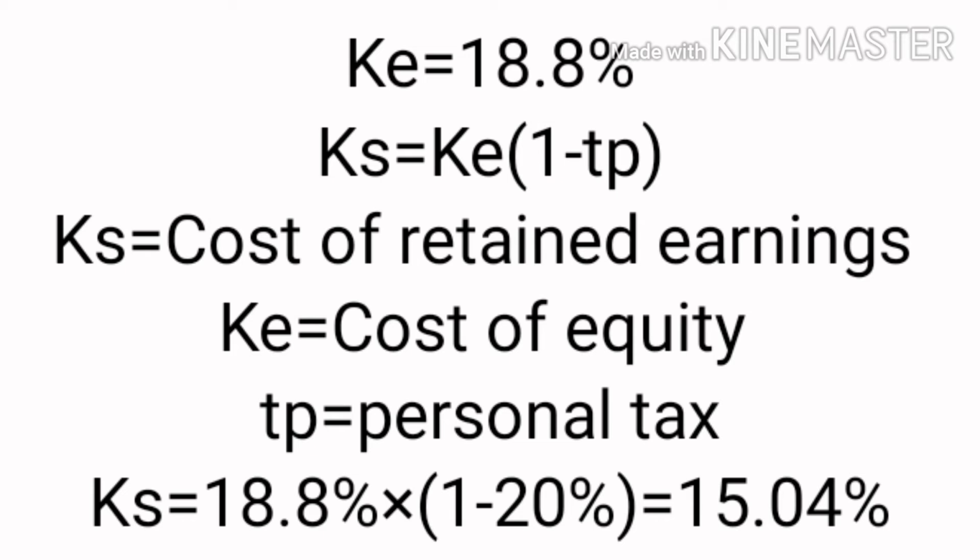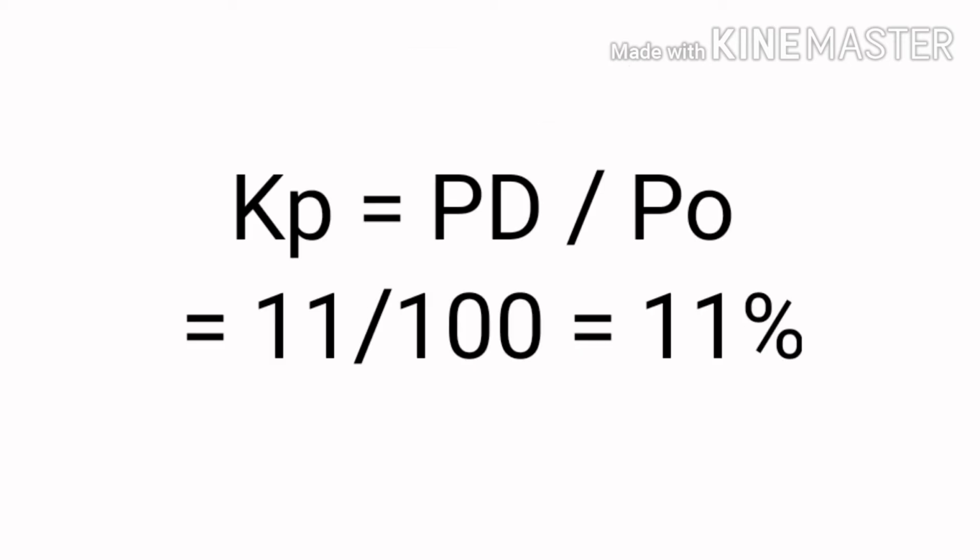Substituting the values, cost of retained earnings is equal to 18.8 into 1 minus 20%, that is 15.04%. In the absence of the information like redemption value, discount or premium on issuing the preference share, the cost of preference share KP reduces to simple formula PD by P0. Since it is an 11% preference dividend, the preference dividend works out to be 11 and the face value is 100. And cost of preference dividend is equal to 11%.